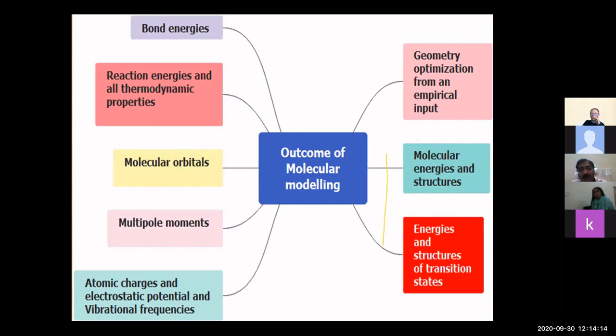Molecular orbitals we get, then multiple moments, atomic charges, spectroscopic data. Then we can model excited states also here. So a variety of calculations we can get, and the outcome is just sufficient for us for description of the chemical system at hand. Right.